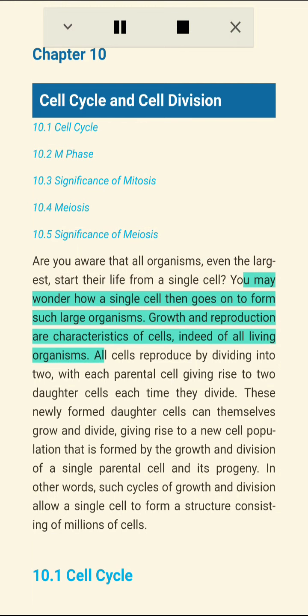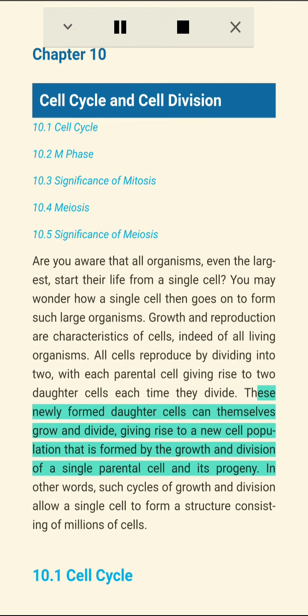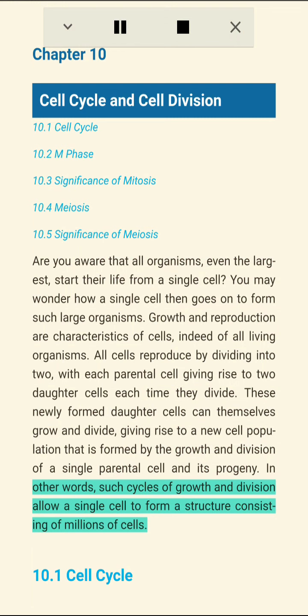You may wonder how a single cell then goes on to form such large organisms. Growth and reproduction are characteristics of cells, indeed of all living organisms. All cells reproduce by dividing into two, with each parental cell giving rise to two daughter cells each time they divide. These newly formed daughter cells can themselves grow and divide, giving rise to a new cell population that is formed by the growth and division of a single parental cell and its progeny. In other words, such cycles of growth and division allow a single cell to form a structure consisting of millions of cells.